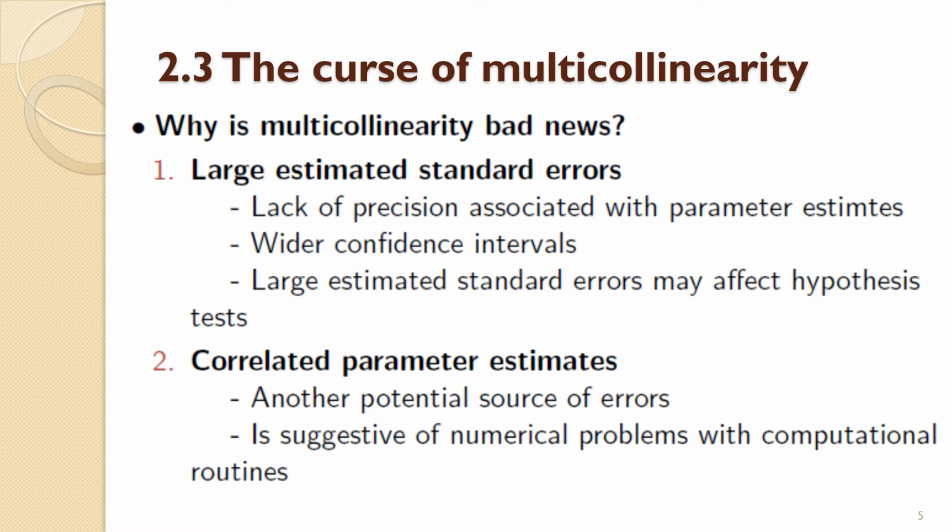The second problem is that you might find correlated parameter estimates. This is another potential source of errors in a computational routine, and the reason this is such bad news is it's suggestive of numerical problems with the computer program. Again, you might be able to actually compute this thing and your laptop is unlikely to explode, thank goodness. It's just that you need to be aware that you might not be able to trust the computer generated output that you're able to obtain. Okay, look for these two things with multicollinearity: large estimated standard errors and correlated parameter estimates.